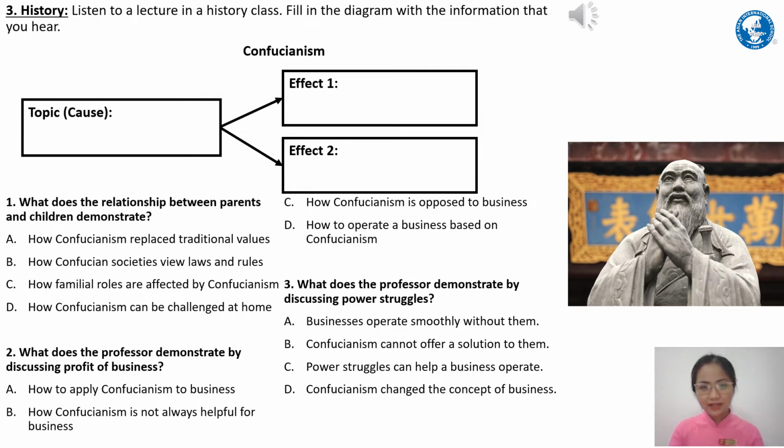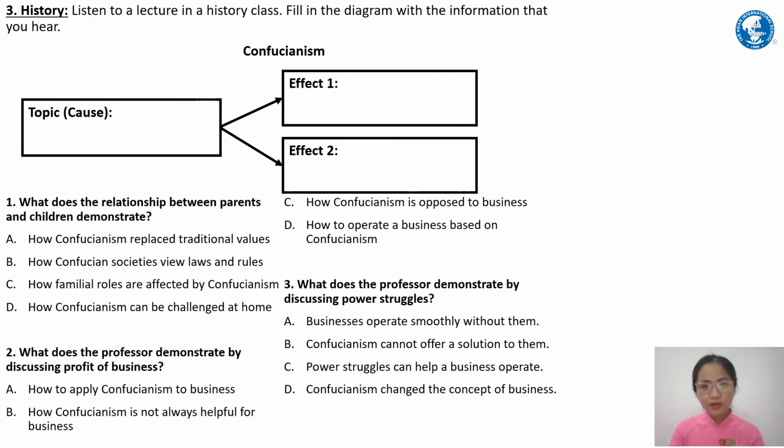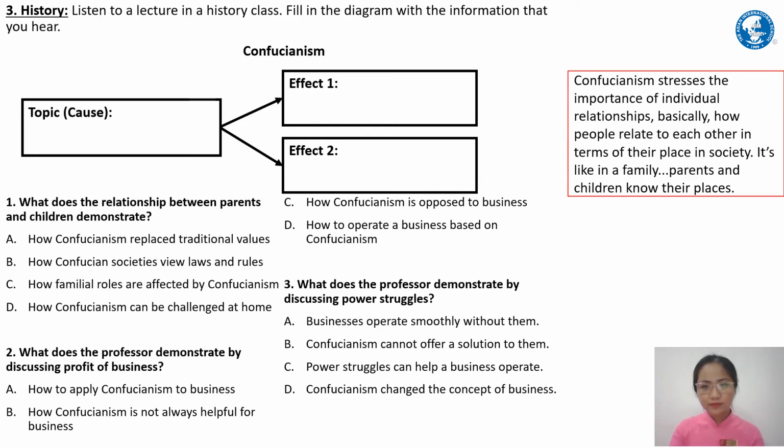Have you got the answer yet? Okay. Now for question number 1. What does the relationship between parents and children demonstrate? So as you can see, Confucianism stresses the importance of individual relationships, basically how people relate to each other in terms of their place in society. So the answer is C.